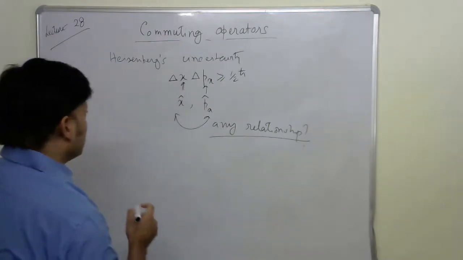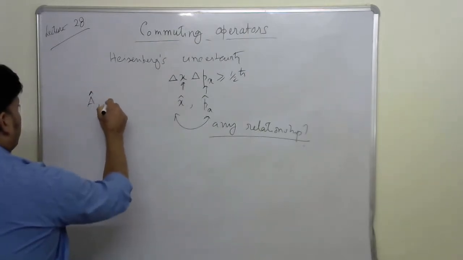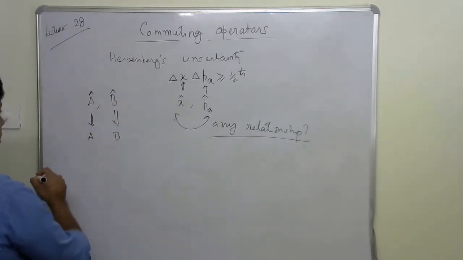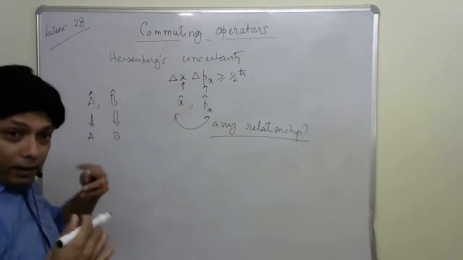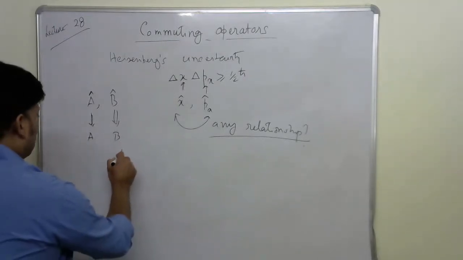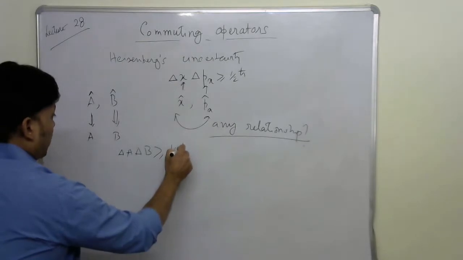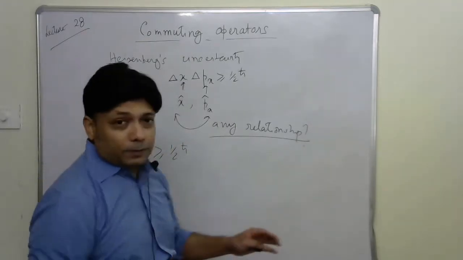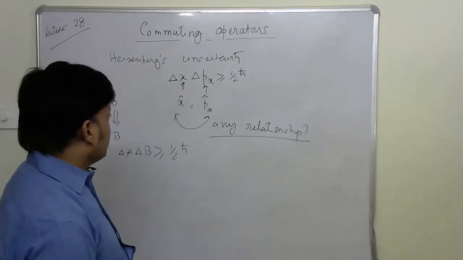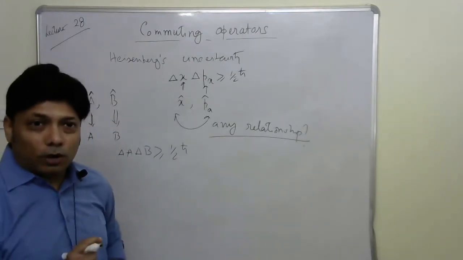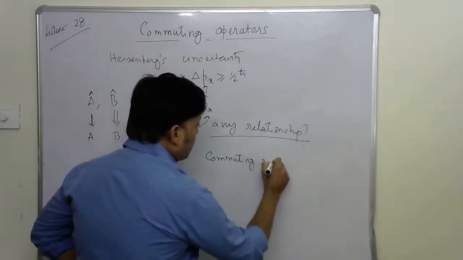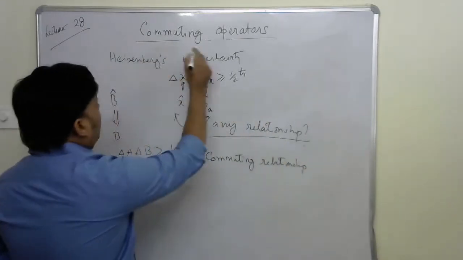In other words, suppose A is an operator and B is another operator, and correspondingly their physically observed quantities are A and B. The question is, is there any special kind of relationship between operator A and operator B so that this condition is followed, that means these two observables satisfy Heisenberg's uncertainty principle? The answer is yes, there is a certain kind of relationship, and that relationship is called the commuting relationship, or in other words, commuting operators.